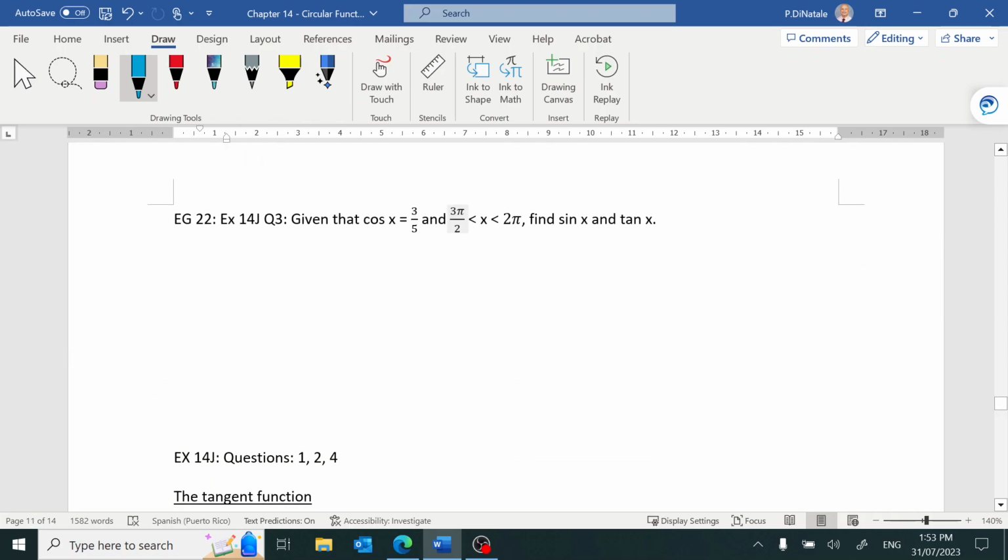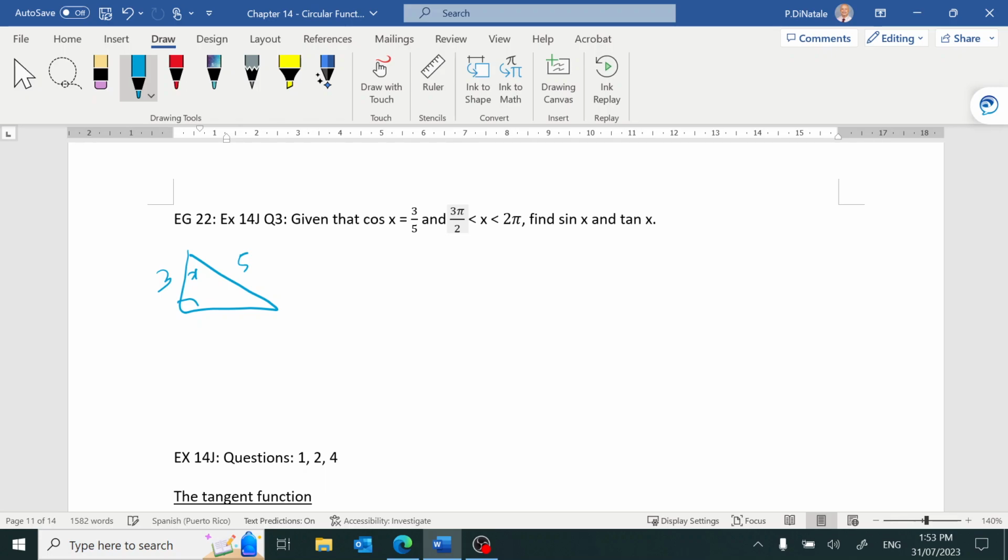Question 3 from your book says, given that cos x equals 3/5, and x is between 3 pi on 2 and 2 pi, find sine x and tan x. Now this is just a 3-4-5 triangle. It's a right angle triangle. There's our x. This is cos, so adjacent over hypotenuse.